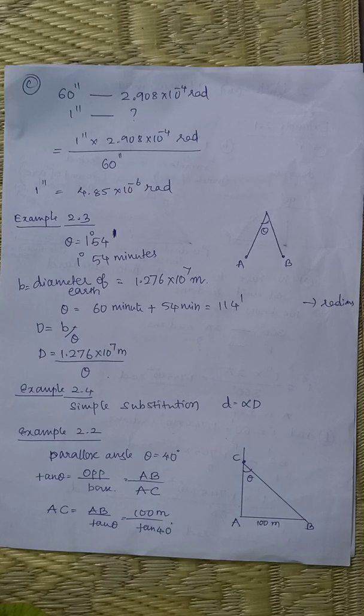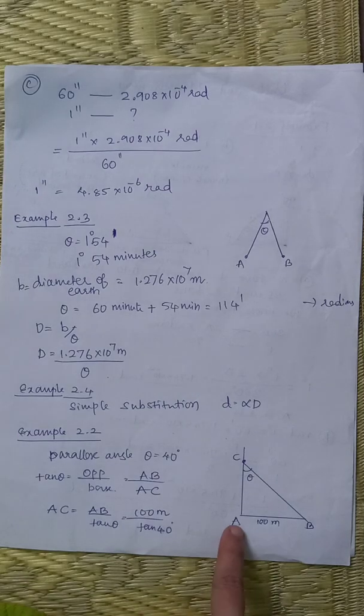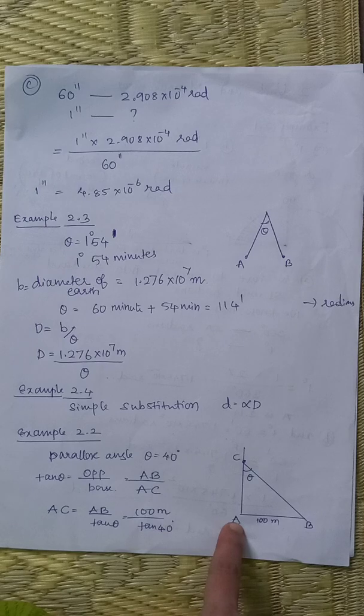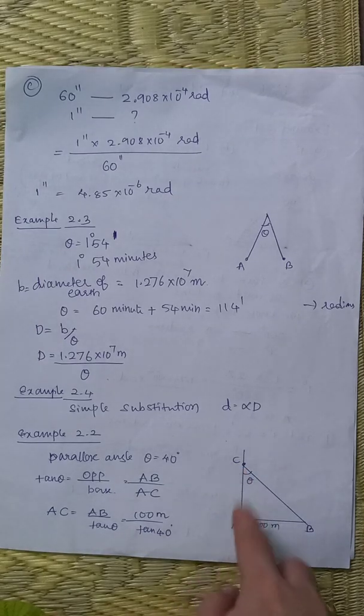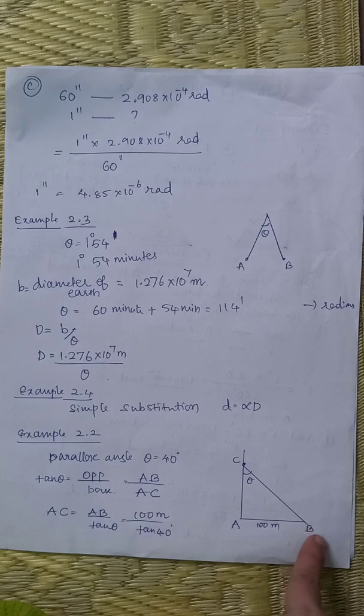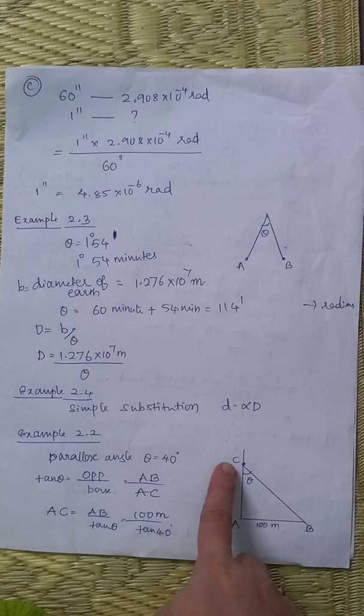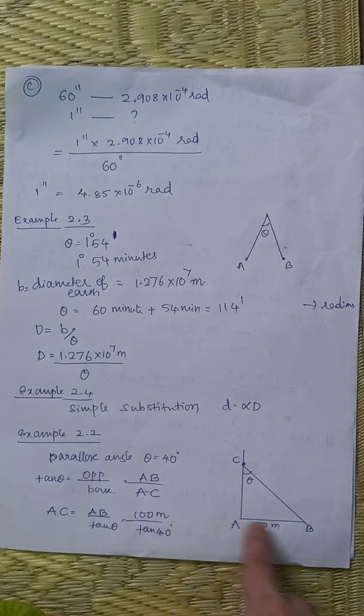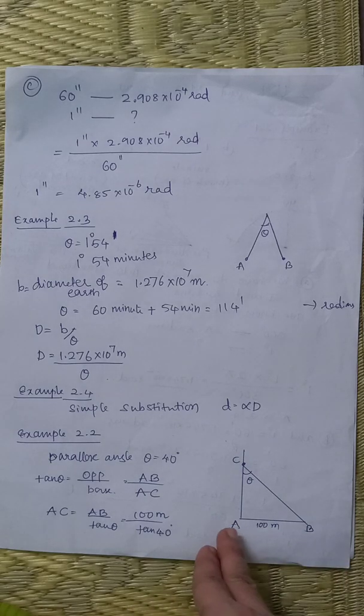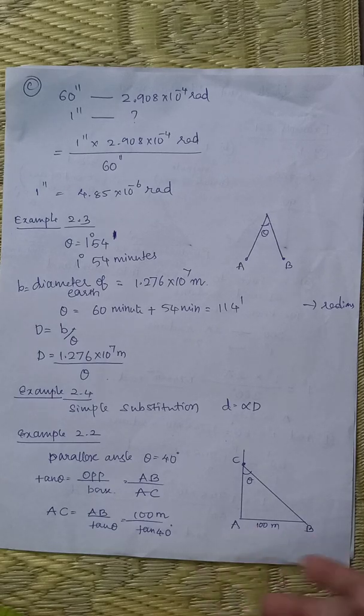Now let us go to example 2.2. It says a man wants to find the height of a tower. He is looking first from point A at the tower, and then he goes 100 meters away and reaches point B and looks again at the tower C. So he finds there is a shift in the position of the tower when he changes his position. That is called parallax.